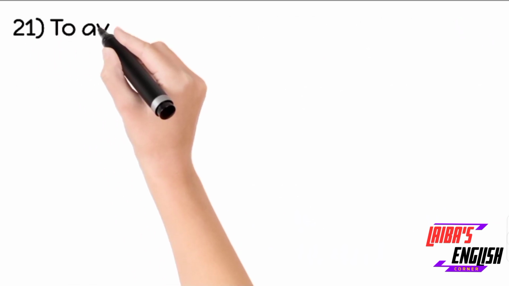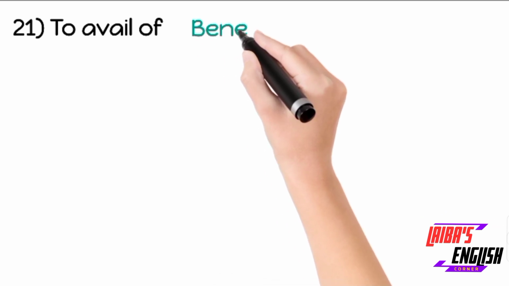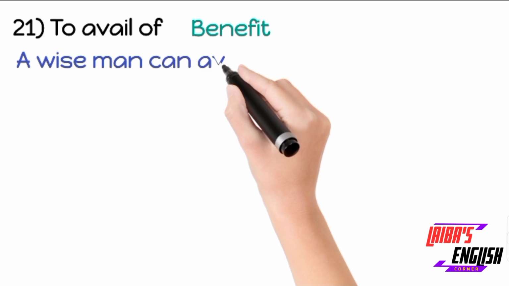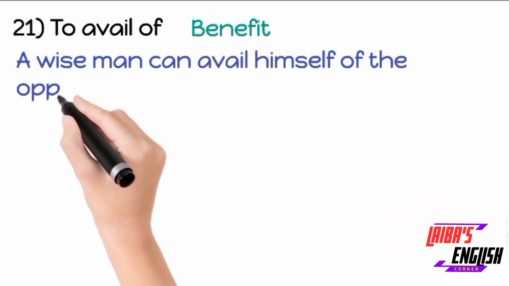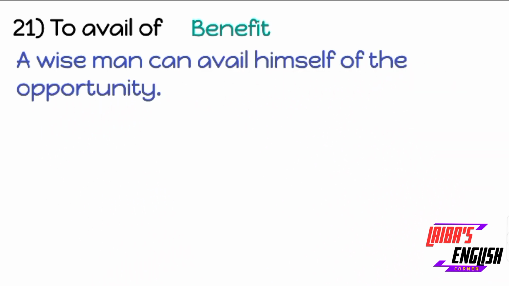Number 21, to avail of, which means to get benefit. For example, a wise man can avail himself of the opportunity. It means that you can avail the opportunity.